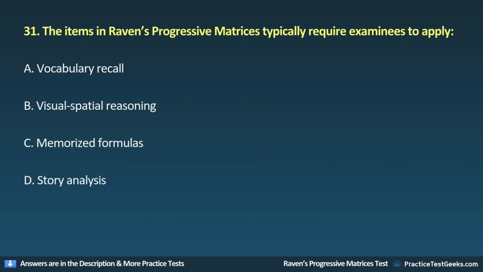31. The items in Raven's Progressive Matrices typically require examinees to apply A. Vocabulary recall. B. Visual spatial reasoning. C. Memorized formulas. D. Story analysis.